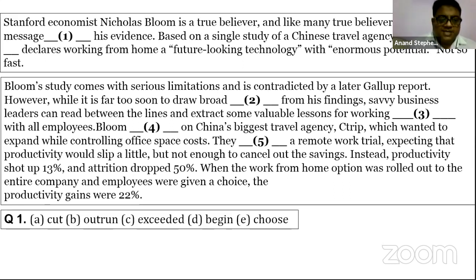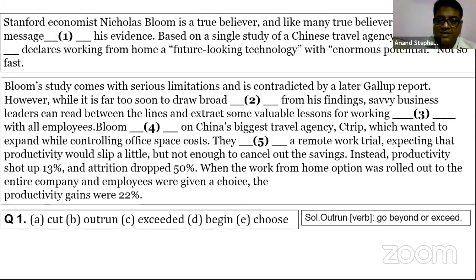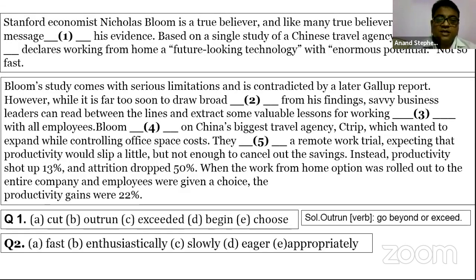So what are the possibilities? He lets his message cut, outrun, exceeded, begin, or choose. Do you find it difficult? Okay, let us see the right answer. The right answer would be outrun, to go beyond or exceed. Next question. My God, I made a mistake. This eluded my eye.